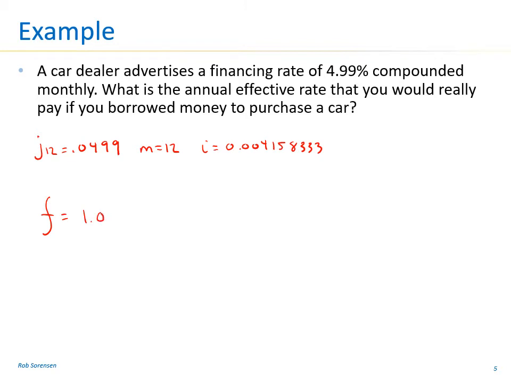And the first thing you're going to do is add 1 to that to end up with this right here. Once you've got that, we're going to raise that to the power of 12, then subtract 1, and we end up with 5.11%. The annual effective rate that we're really paying is actually over 5% on this loan. So if you went and bought a car from this dealer, you wouldn't be paying 5 or just under, you'd be paying over 5%.